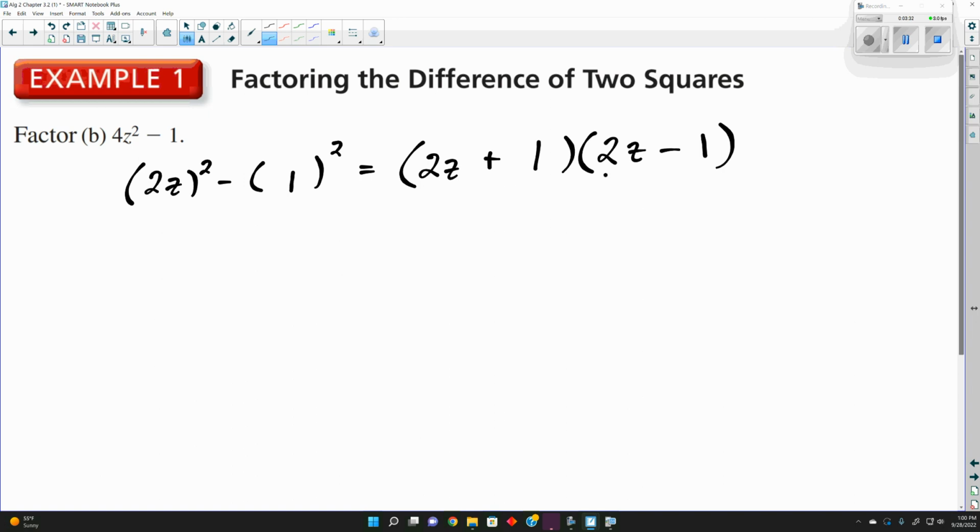Because what goes in the first spots is going to be whatever the first term is when we take the square root of it, or we find out what times itself would give us that. And then whatever number times itself gave us our second term goes in the spot where b is.